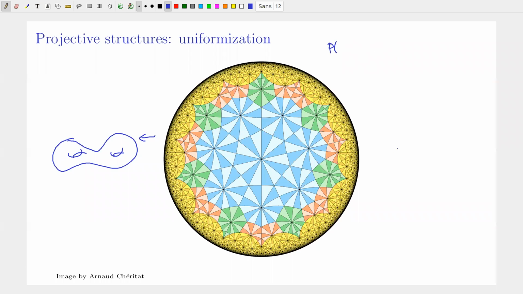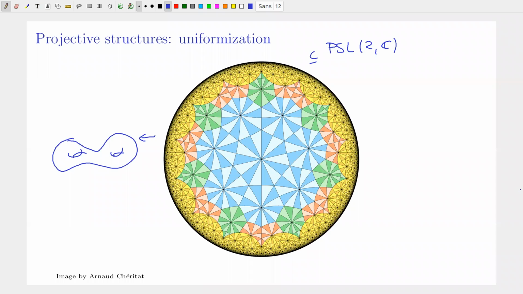So in particular, this is more clearly seen in the upper half plane model, where you have PSL2R as the isometry group naturally sitting inside PSL2C. So if you have a two-dimensional hyperbolic structure, you have, in particular, a complex projective structure in the sense I defined.